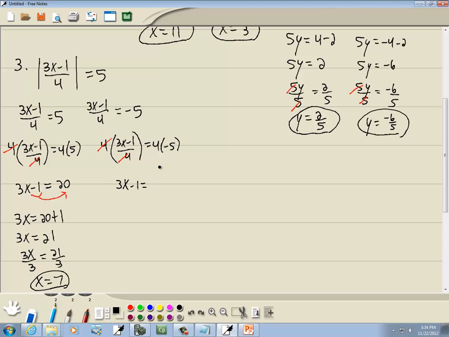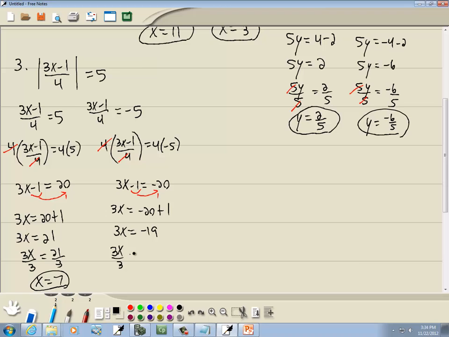And we got 3x minus 1 equals 4 times negative 5 is negative 20. Get everything with an x on one side, numbers on the other side. So I take the negative 1 over. And we get negative 20 plus 1. Combine together numbers at any step. Negative 20 plus 1 is negative 19.